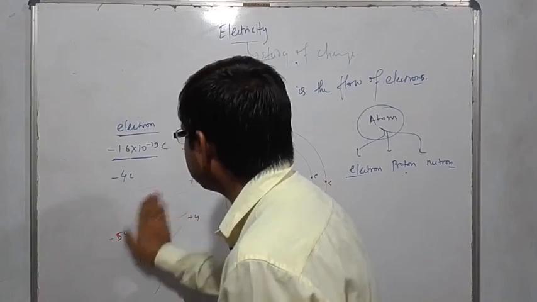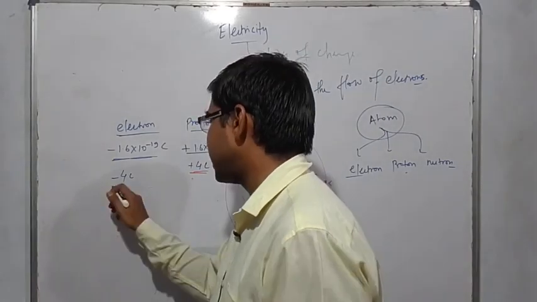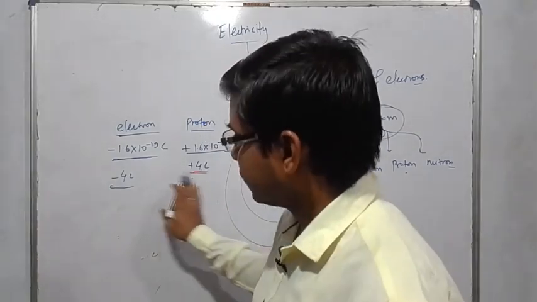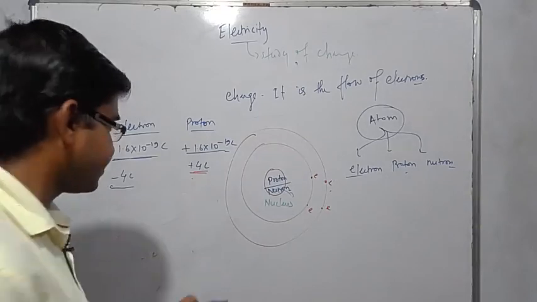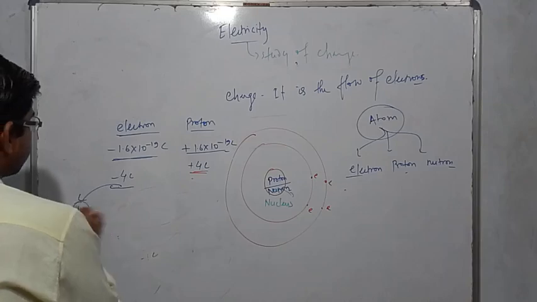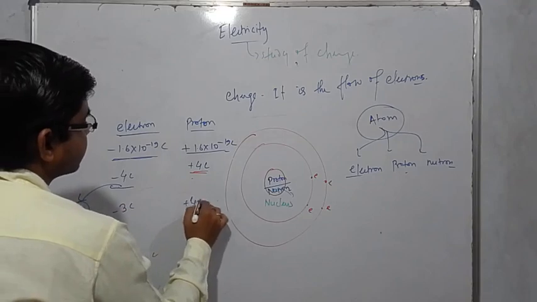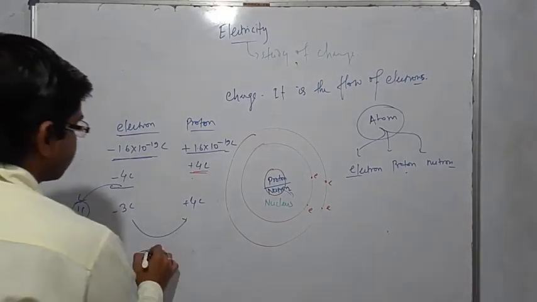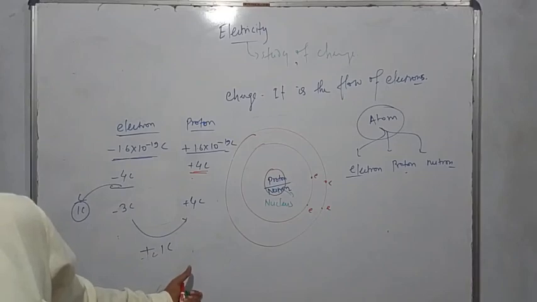Let me explain by giving an example. Suppose this body has 4 electrons, so the electrons have minus 4 coulomb charge and the protons have plus 4 coulomb charge. If I liberate one electron, 1 coulomb of electron is liberated. Now the remaining electron charge is minus 3 C and the proton charge is plus 4 C. So the difference of charge will be plus 1 coulomb, isn't it? So we can say that the body is positively charged.